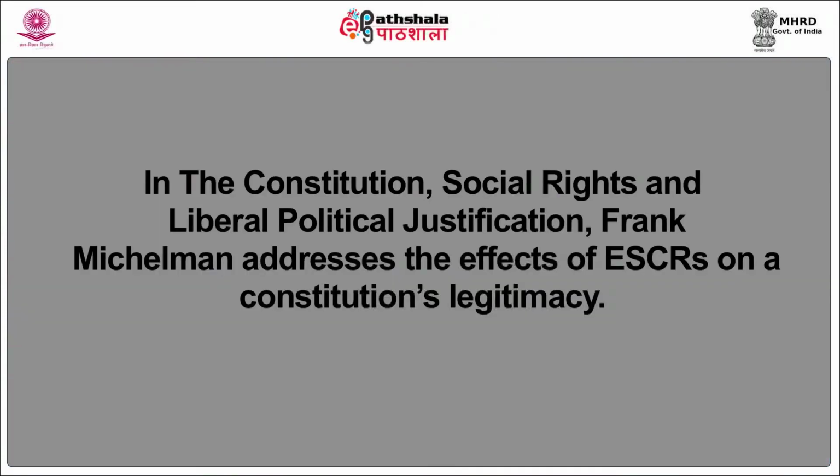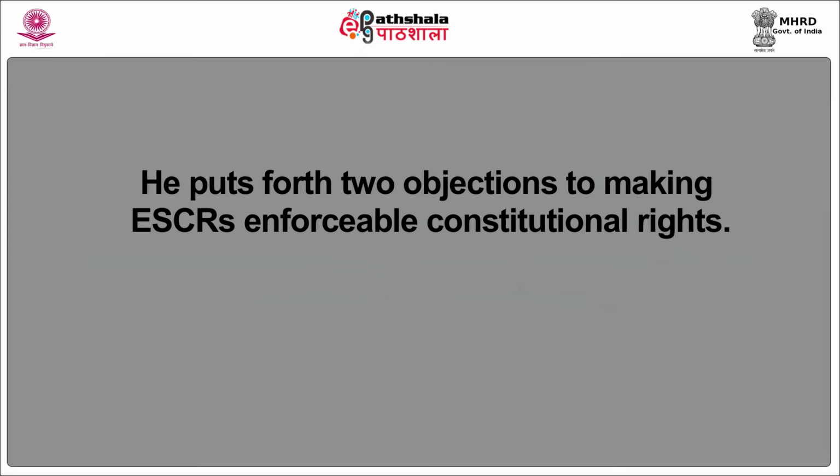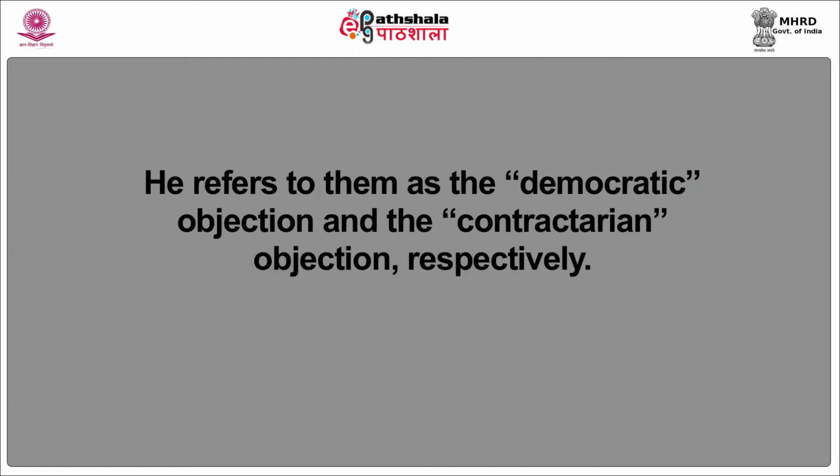In the Constitution, Social Rights and Liberal Political Justification, Michelman addresses the effects of economic, social and cultural rights on a constitution's legitimacy. He puts forth two objections to making economic, social and cultural rights enforceable constitutional rights. He refers to them as the democratic objection and the contractarian objection respectively. Let us examine each in turn. The first objection is the democratic objection.